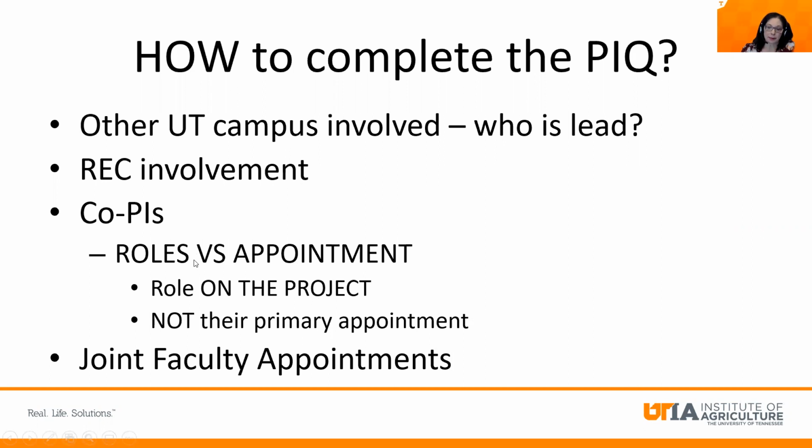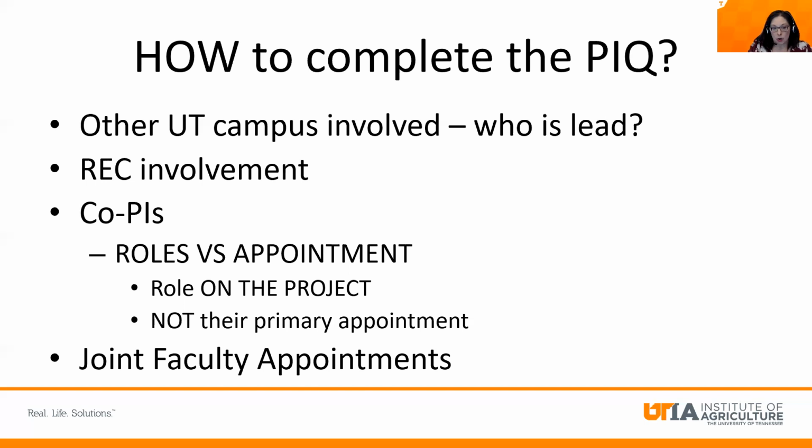This next one is probably one of the single most things that we see having some confusion, and it is extremely important to making sure that the budget is developed correctly. And that is with co-PIs. As you know, many of our faculty have joint appointments where they have both research and teaching, or they might have vet med and research, or extension and research.